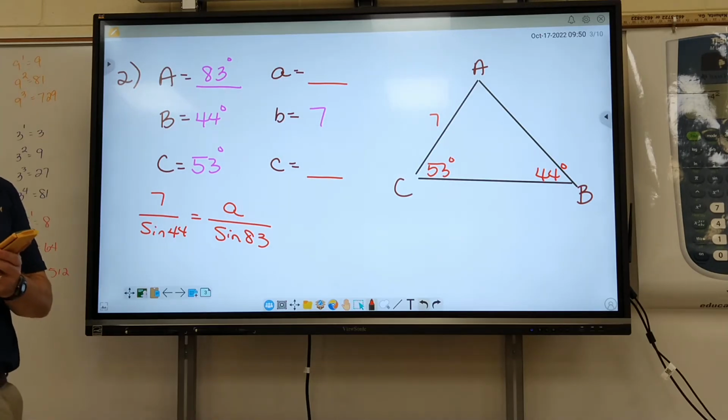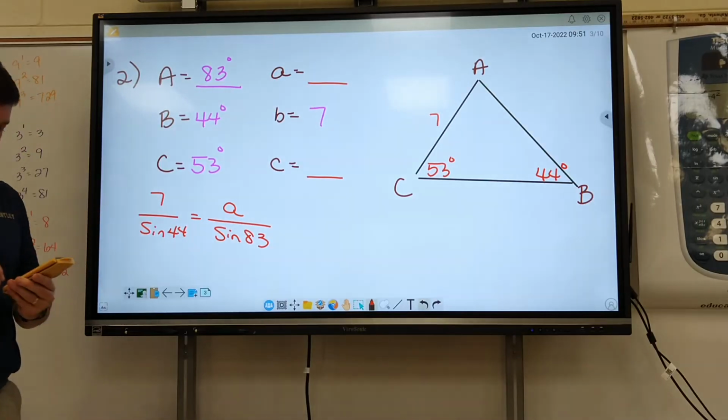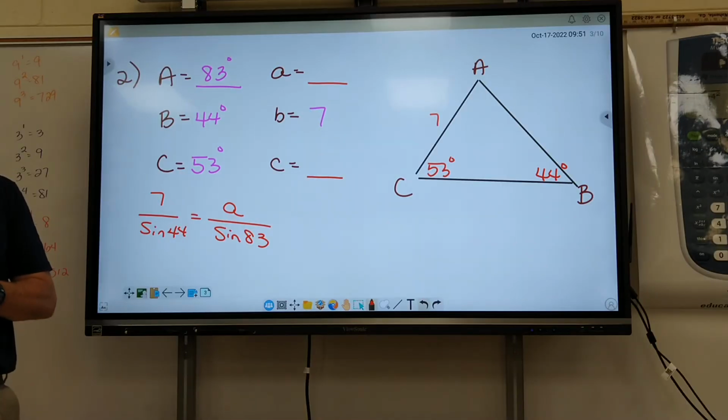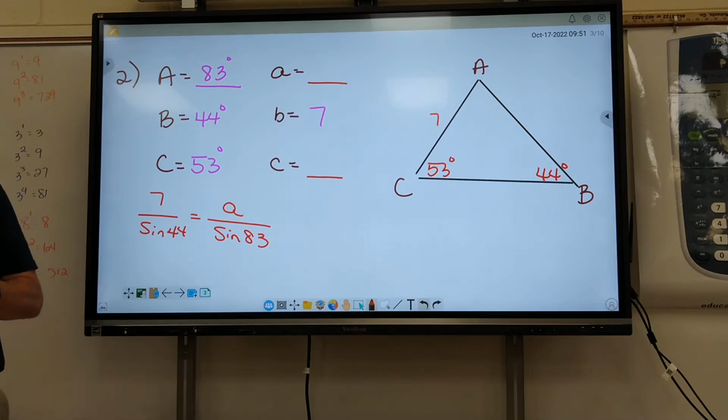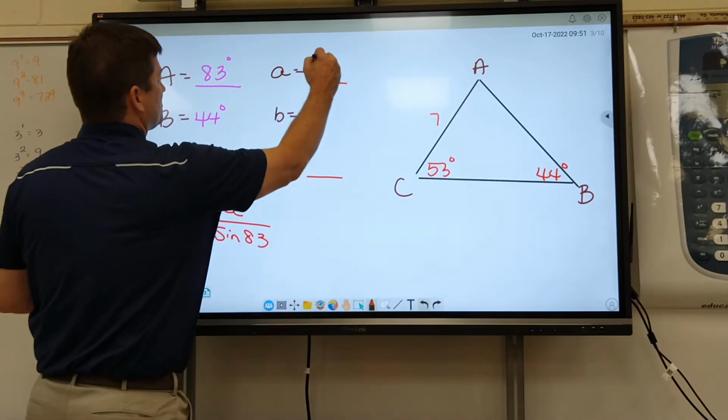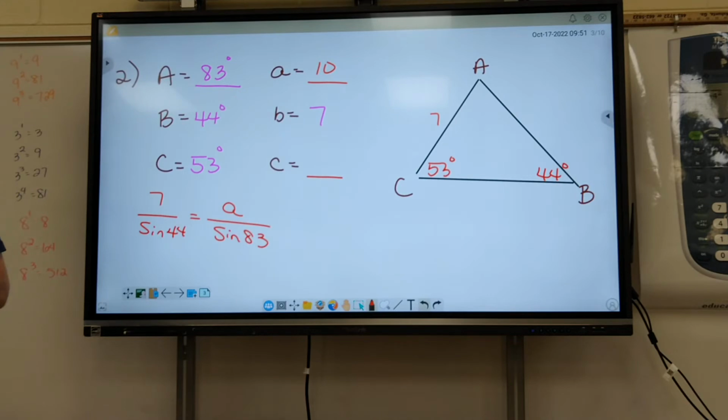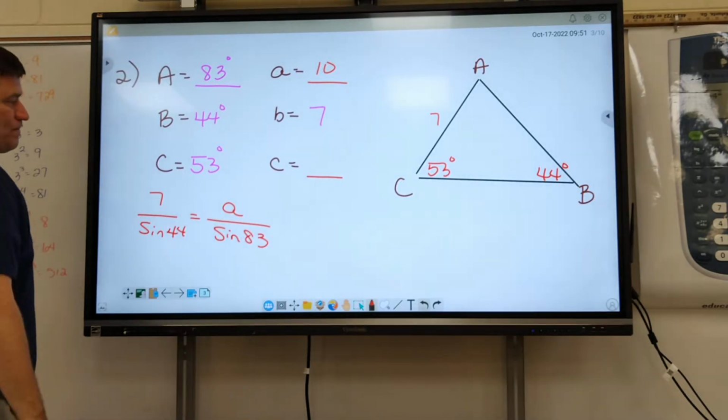Sine of 83 times 7 divided by sine of 44. 10. Just 10. 10.00 is 10. That goes on side A. It's 10. And I do the other way around, get a little bit of 53 in there.